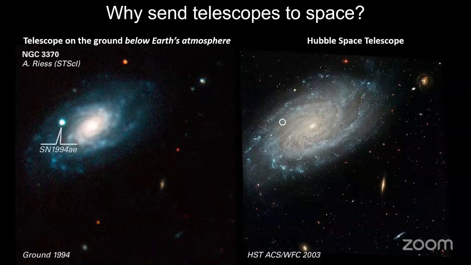So why send telescopes to space? There's some very practical reasons to do this. This is two images of the exact same galaxy. One is taken on the left with a telescope that's on the ground, so on Earth. And so to observe the galaxy from the ground, you have to look through the Earth's atmosphere. Now, the air in the atmosphere is always moving around. There's turbulence. It's always kind of moving around. We have wind happening, all sorts of stuff like that.